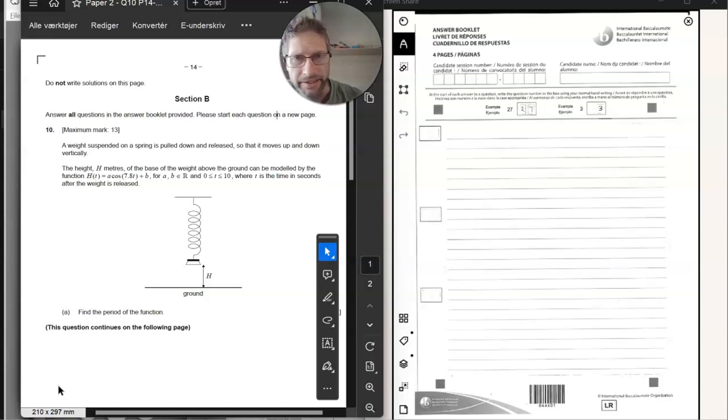So I'll start by filling out neatly my name and very clearly marking which question we are currently working on, which is question 10. So question 10 you have down here on the left. It's a weight on a spring that bounces up and down, and the height measured in meters is given by this function h of t.